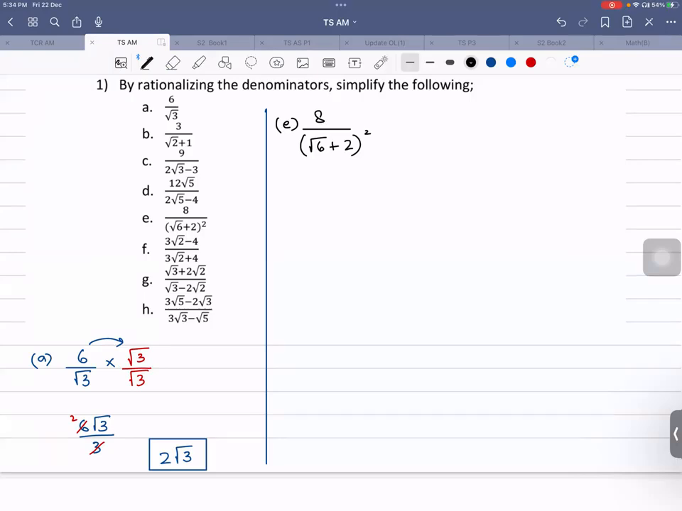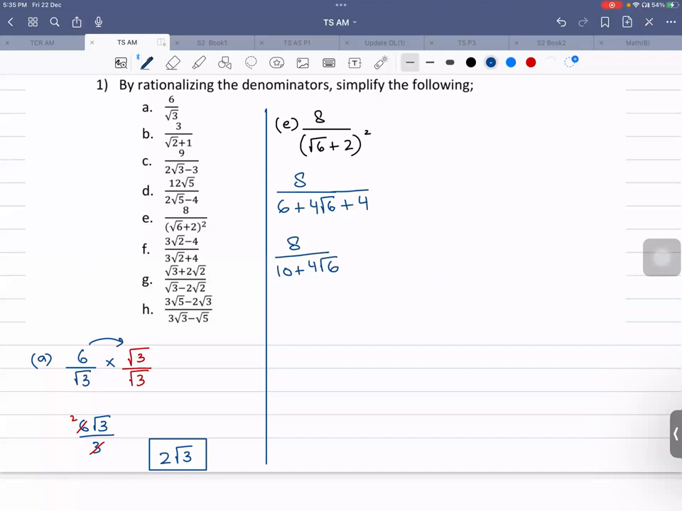Algebraic identity. Yes, algebraic identity. a plus b whole square, which is a square plus 2ab, 2 times square root 6 times 2 will become 4 square root 6, plus b square, which will be 4. So 8 upon 10 plus 4 root 6.